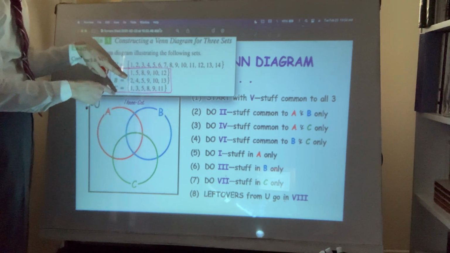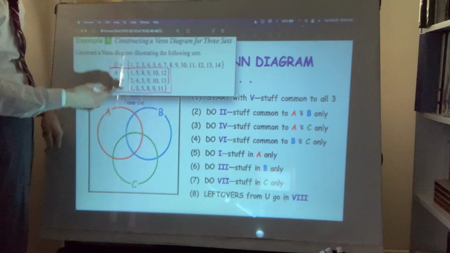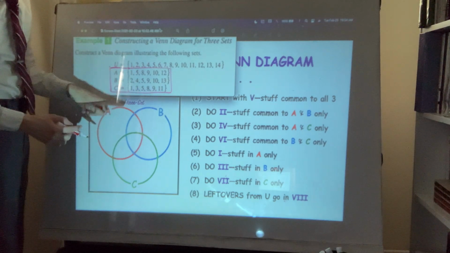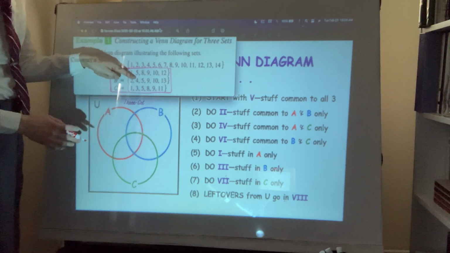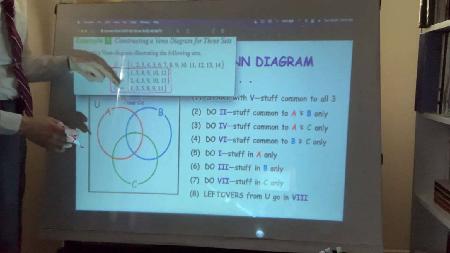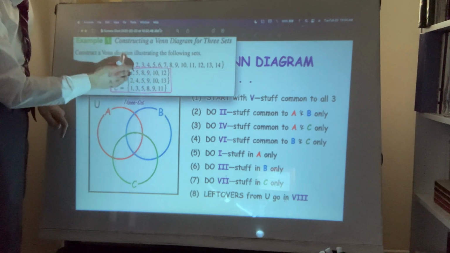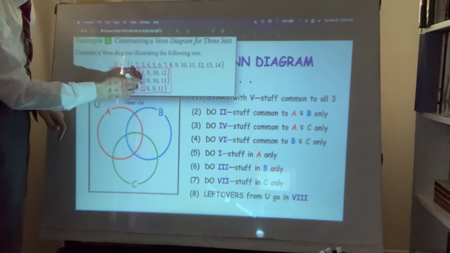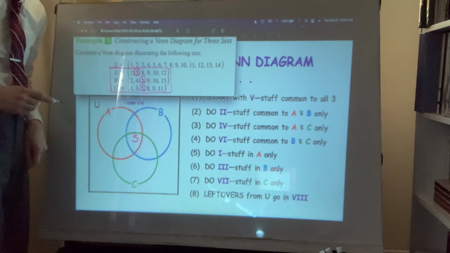And then we're going to look at the number 2. Is the number 2 included in all three sets? No, it is exclusively in B. Then the number 3, same issue. It's just in C. 4 is just in B. But when you finally get to the number 5, you see that the number 5 is in all three sets. So 5 would indeed be in the center.